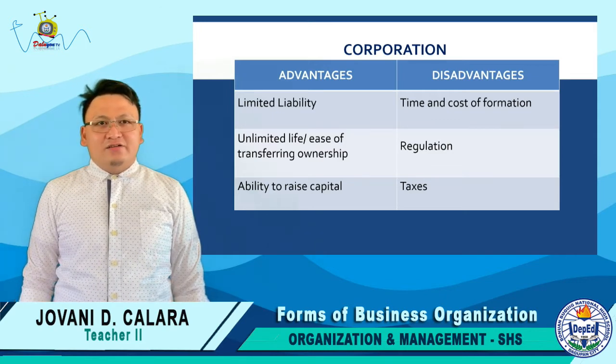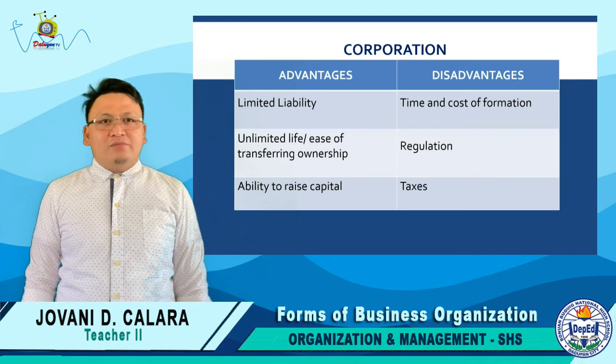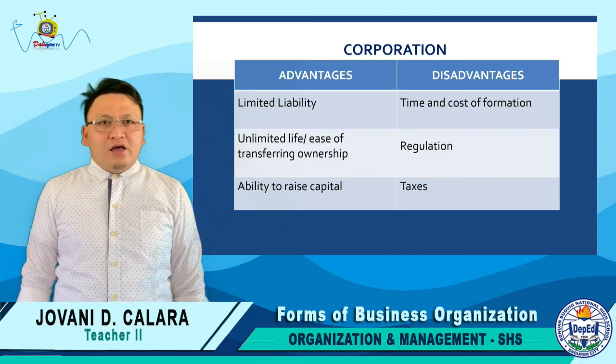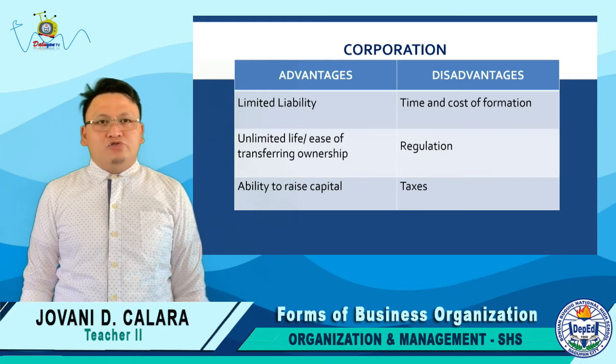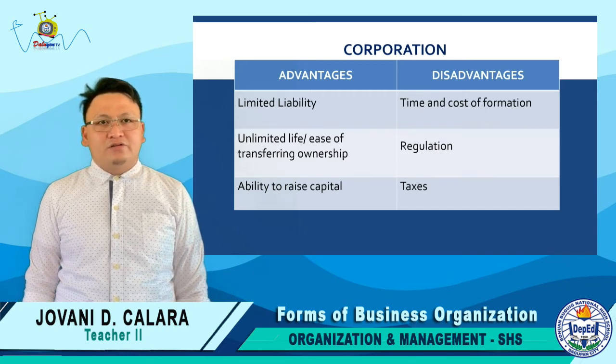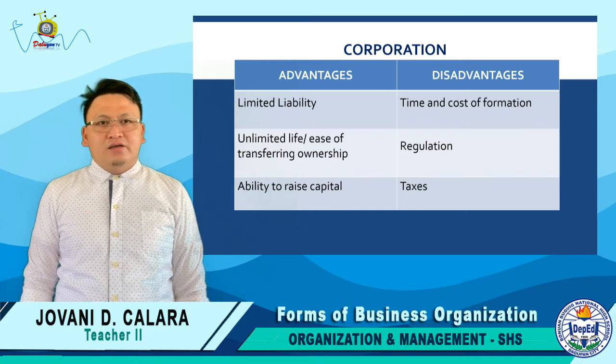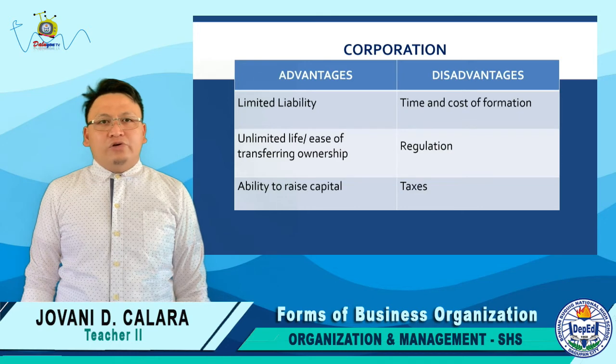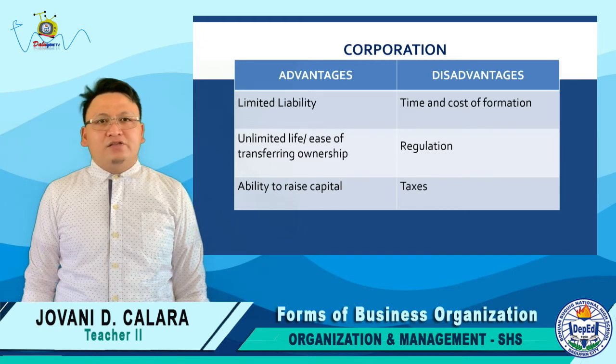Disadvantages. Number 1, time and cost of formation. Registration with the SEC may be costly and time-consuming. Number 2, regulation. Corporations are subject to greater government regulations. Number 3, taxes. Corporations are subject to double income tax. First, the corporation, and second, the owners upon receiving their dividends.